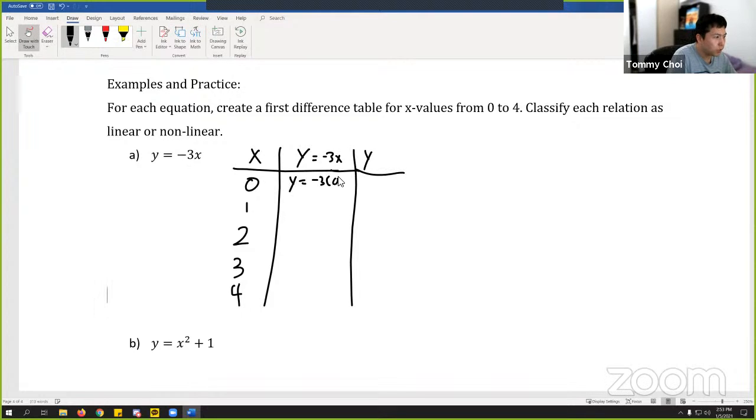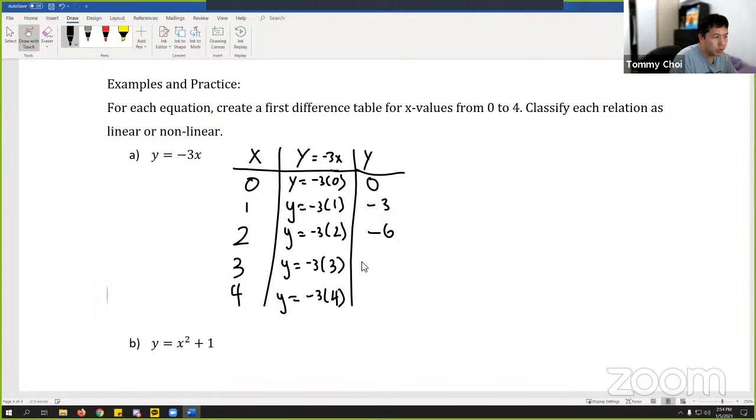So y is equal to -3 times 0, y is equal to -3 times 1, y is equal to -3 times 2, y is equal to -3 times 3, and y is equal to -3 times 4. Plugging it in, we get -3 times 0 is 0, -3 times 1 is -3, -3 times 2 is -6, -3 times 3 is -9, and -3 times 4 is -12. So there are our answers. And then we need to do our first differences.